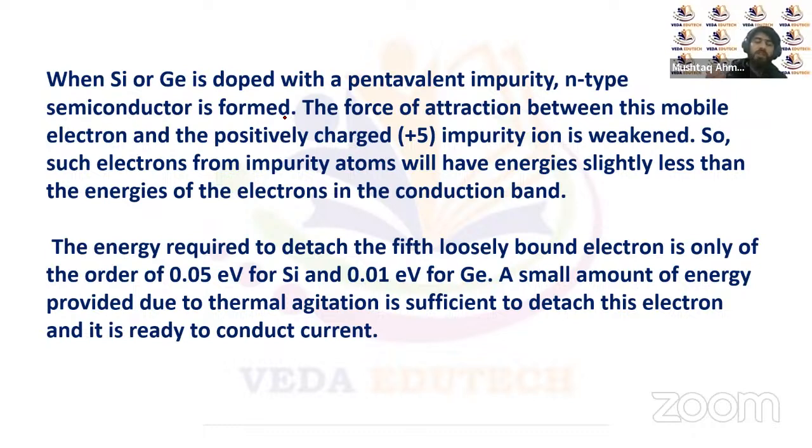So if this small amount of energy is required for the transition of this electron, upon adding the pentavalent impurity, to the conduction band, it means this energy will be easily available for this electron. It can very easily make a transition to the conduction band and be available for conduction, or we can say the conductivity of this n-type semiconductor will increase many folds.